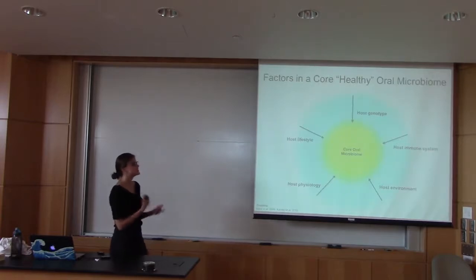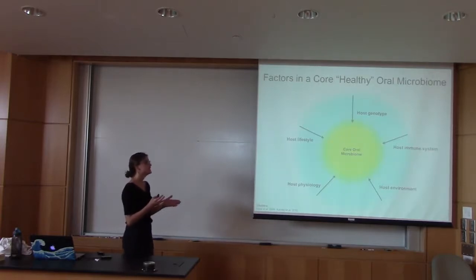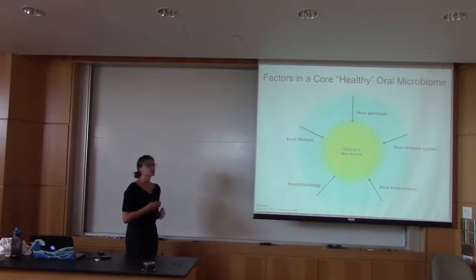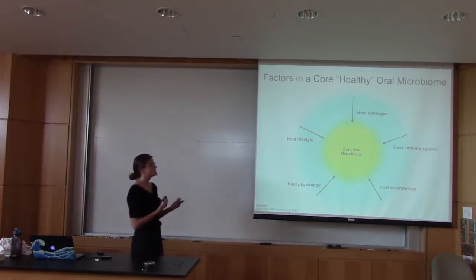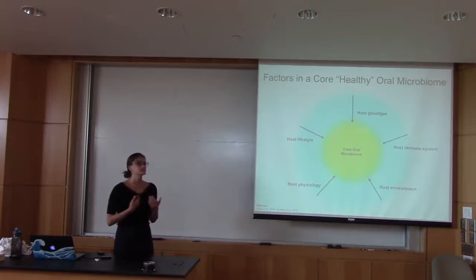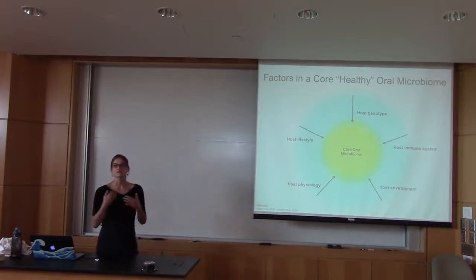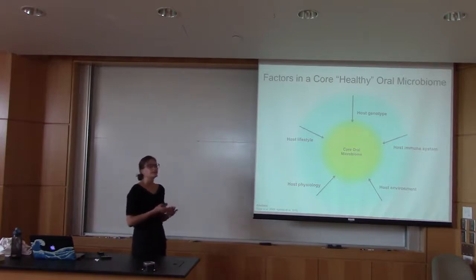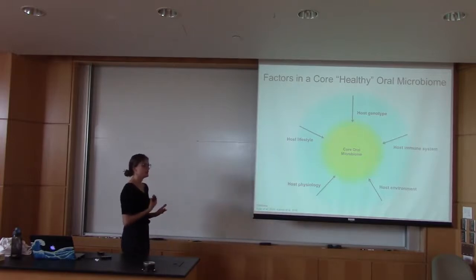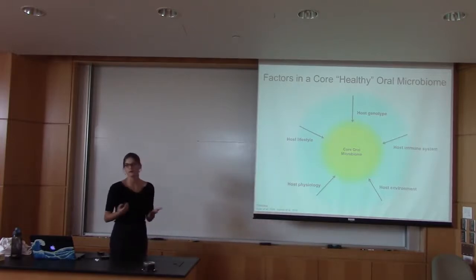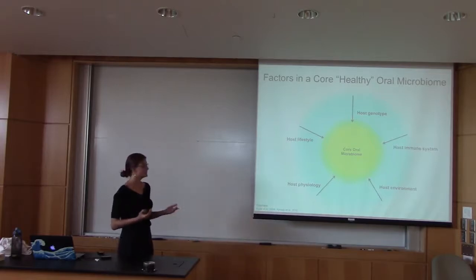The next is the host genotype. So if someone has a genotype where they don't produce as much saliva, that's going to be a big factor. Then the immune system. Based on a person's immune response to the types of bacteria that grow in their mouth, that can affect both the type and the amount of bacteria that can grow in their mouth. Then the host environment, so a big thing here is whether or not the person drinks fluoridated water, which most of us do, but some people do not.